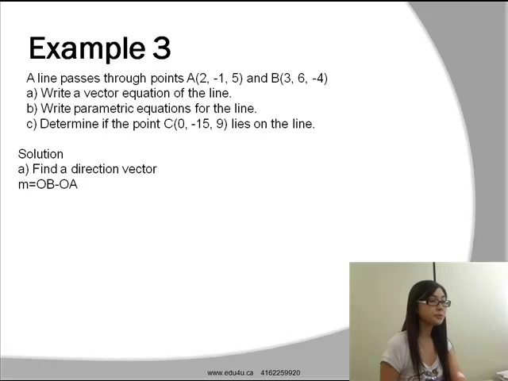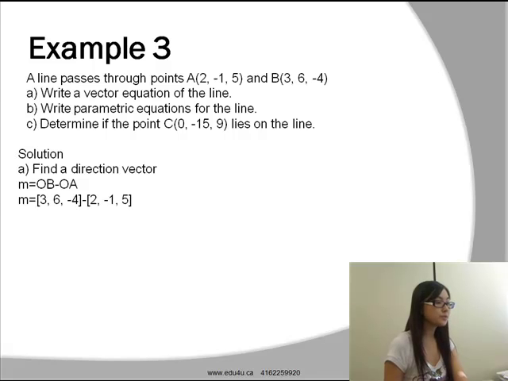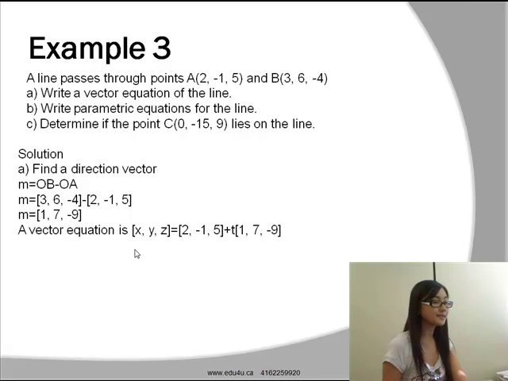In order to find the direction vector, we have to find the difference between the 2 points. m will be equal to (3, 6, -4) minus (2, -1, 5). That's going to be (1, 7, -9). A vector equation is (x, y, z) equal to (2, -1, 5) plus t times (1, 7, -9).